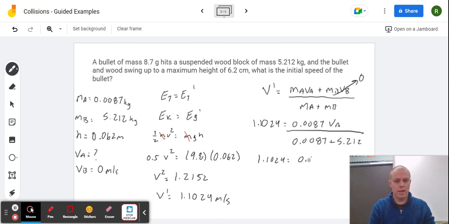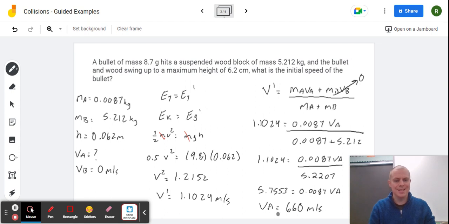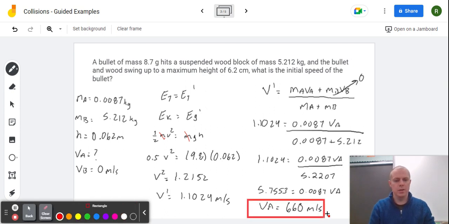Okay, so we can simplify this a little bit. And when we multiply this up to the other side, we divide that out and we get that the speed of the bullet is approximately 660 meters per second.